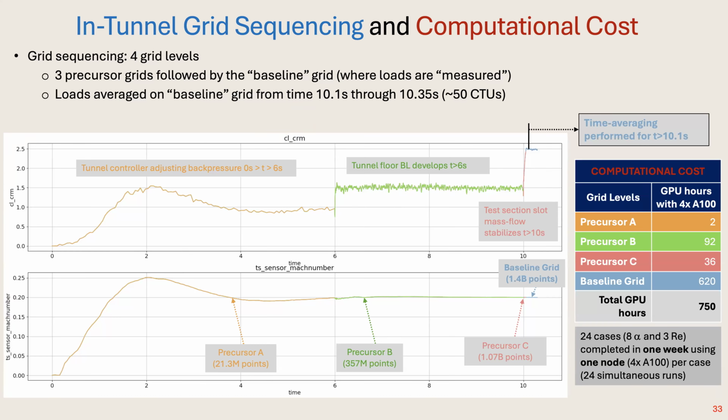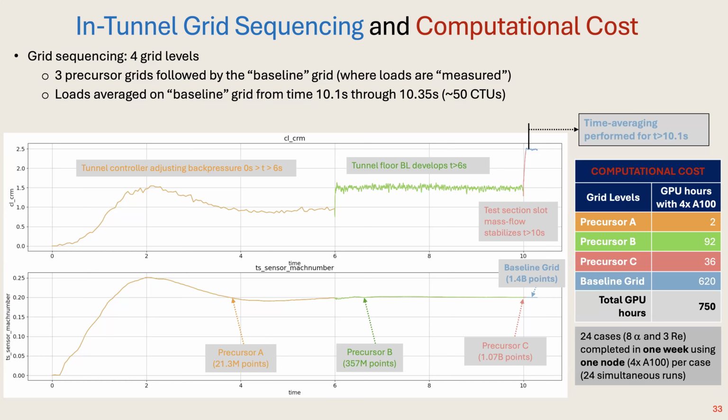And once you resolve that, you go to the next grid level. That's about 1.07 billion grid points. You run that for a very short time to let the test section slot mass flow stabilize, like the chamber versus test section, where you have inflow and outflow through those slots.